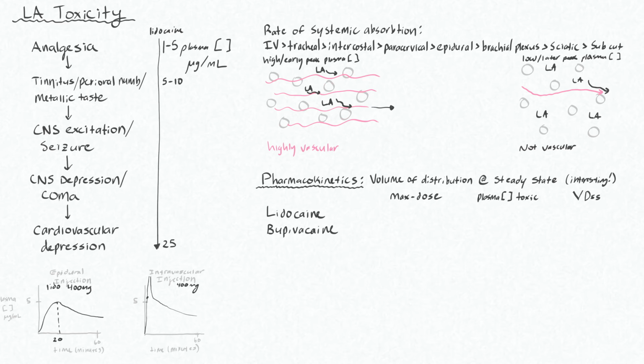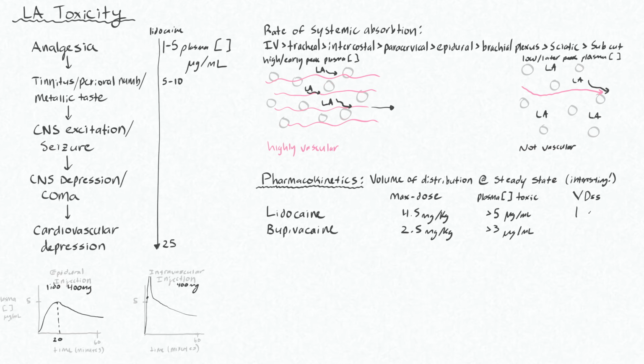But remember, your max dose for lidocaine is 4.5 milligrams per kilogram, 4 or 5. And your plasma concentration where you start to see toxicity is more than 5 micrograms per mL. And for bupivacaine, your max dose is 2.5 milligrams per kilogram. And for this, you start to see toxicity at plasma concentrations above 3 micrograms per mL. So I thought it was suspicious that these numbers were so similar to the plasma toxic doses. And indeed, this does have to do with the volume of distribution at steady state for the drug.